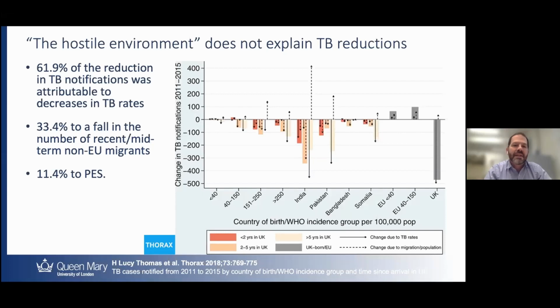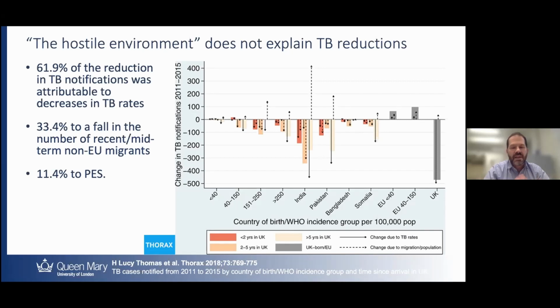But 61.9% of the reduction of TB notifications was attributable to decreases in rates. And about 1/3 was due to a fall in the number of recent midterm non-EU migrants. 11.5% is due to pre-entry screening.